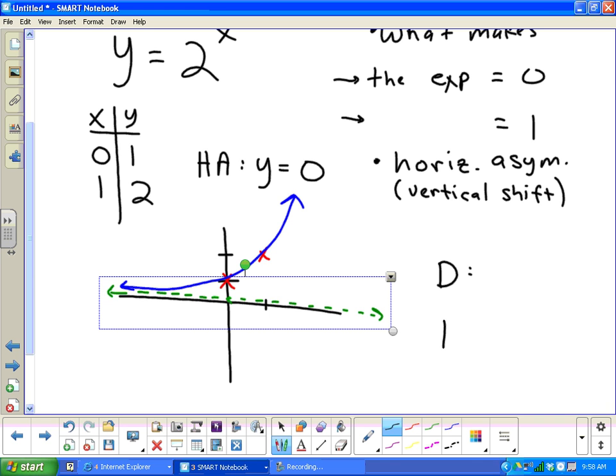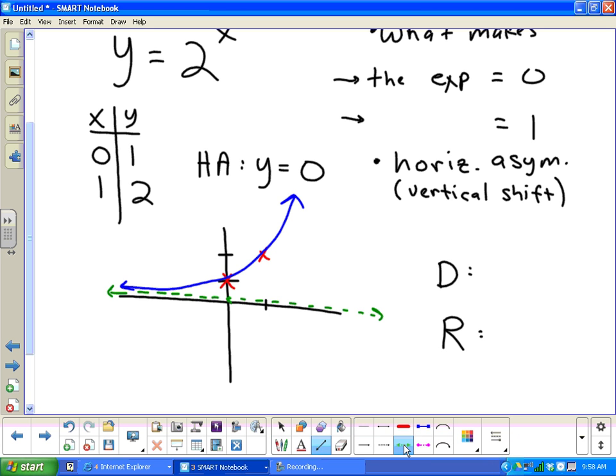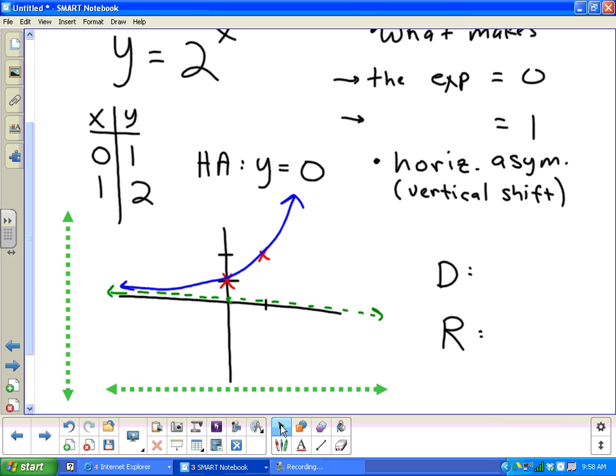Now, let's find the domain and range. Remember, the domain is all the possible x values, and the range is all the possible y values. Remember how we scan the graph? How do we scan the graph for the domain? Left to right. And then for the range, we go from top to bottom. If we scan from left to right, it's going to keep going to the right forever, even though I'm stopping. It's going up more than it's going to the right, but it's still going to the right forever.